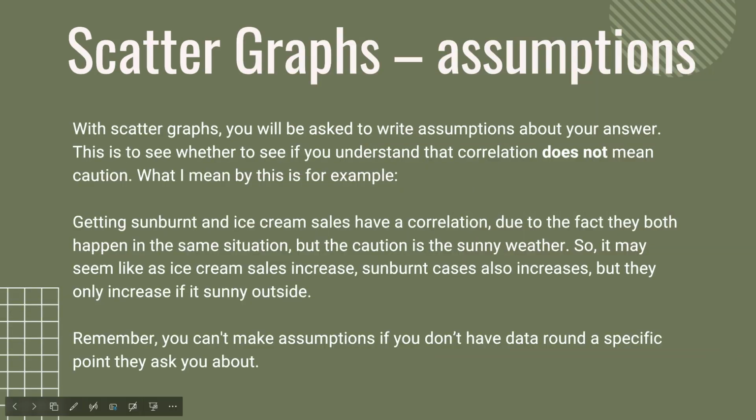Now, with scattergraphs, you will be asked to write assumptions about your answer. This is to see whether you understand that correlation does not mean causation. What I mean by this, for example, is that getting sunburnt and ice cream sales have a correlation due to the fact they happen in the same situation, because the cause is the sunny weather. So it may seem like as ice cream sales increase, sunburnt cases also increase, but they only increase if it's sunny outside.